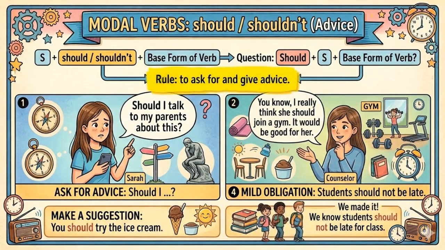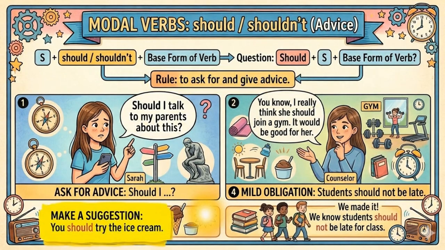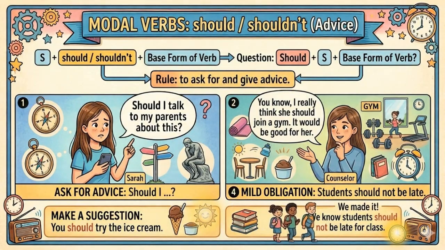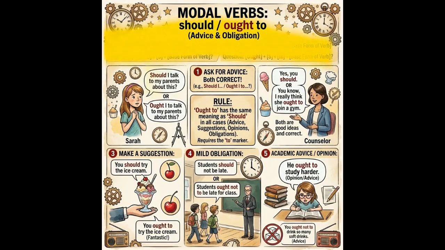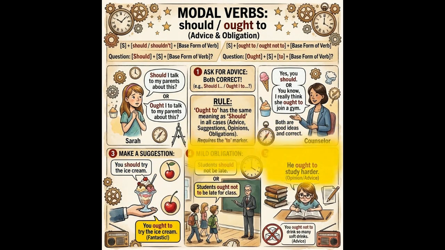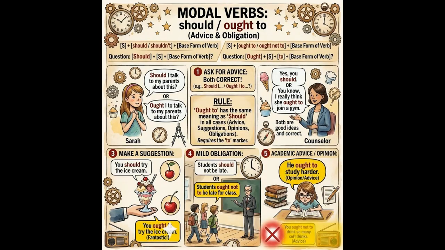To express an opinion, use should. For example, she should join a gym. To make a suggestion, say you should try the chocolate ice cream. It's fantastic. To express mild obligation, use should. The verb ought to can be used instead of should in all these cases. For example, he ought to study harder, or you ought not to drink so many soft drinks. Remember, ought to requires the to marker.